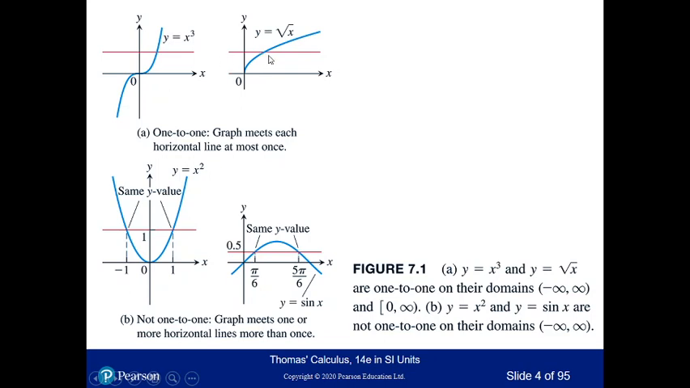y is equal to square root of x is also one-to-one. On the other hand, y is equal to x squared is not one-to-one, because if you use the horizontal line test, you're going to see that negative 1 and 1 go to the same value 1, so it's not one-to-one. For example, y is equal to sine x is not one-to-one, because look at pi over 6 and 5 pi over 6, they go to the same value, 0.5.